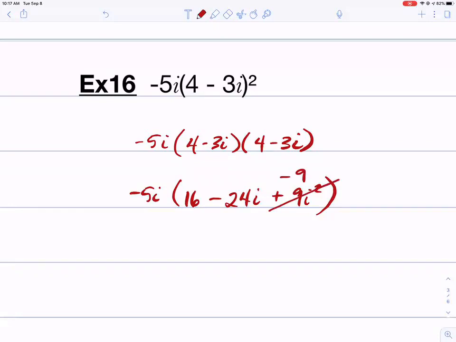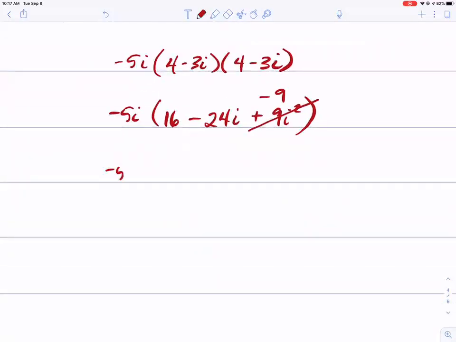Okay, so we're working in the group. That's what order of ops says first. That negative 5i, I'm still ignoring that. In the group, combine your like terms. What do you get? 7 minus 24i. Oh, but wait, there's more. Now I can distribute because I've taken care of the square.